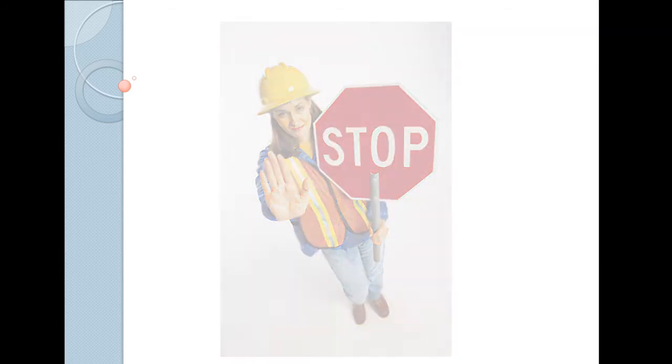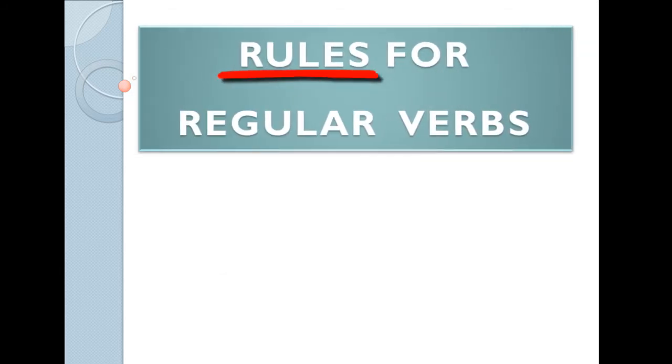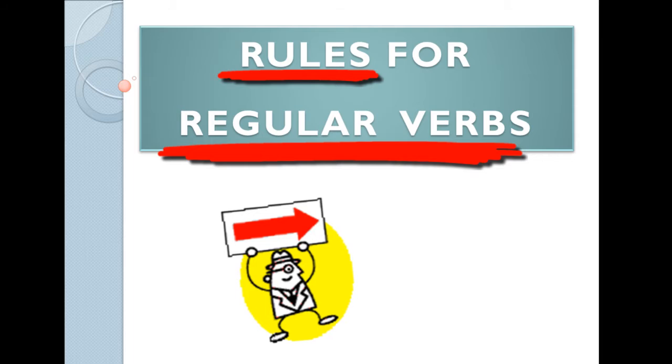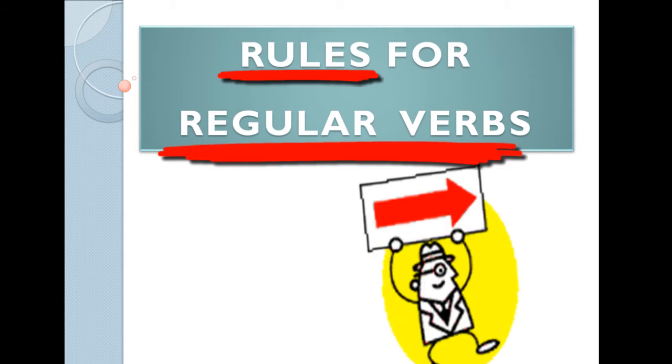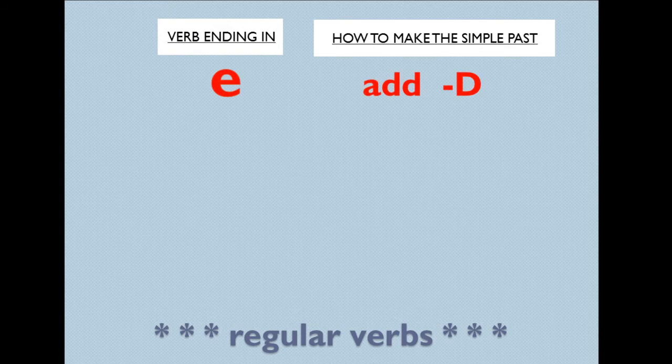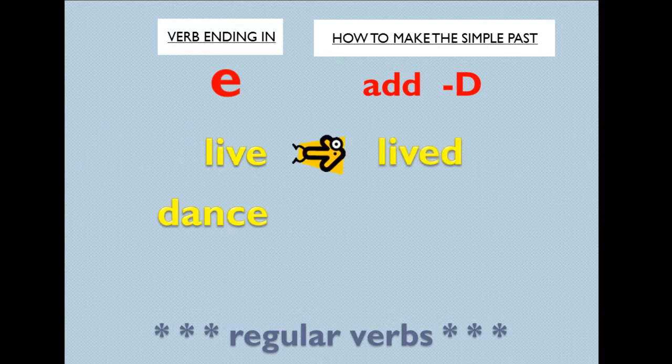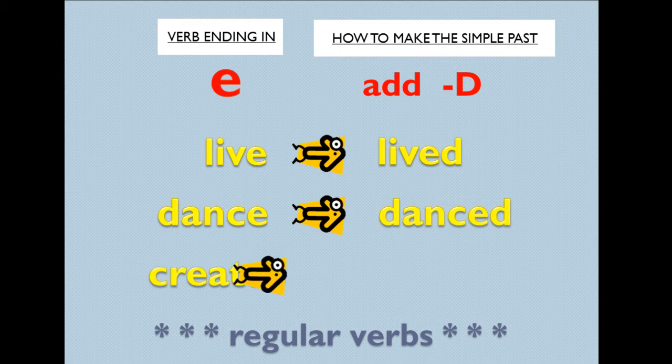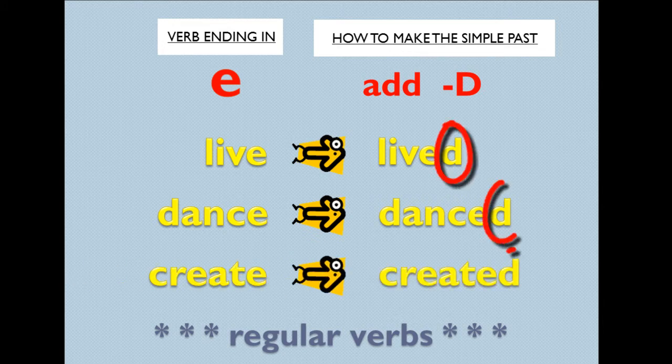Now, what are the rules for regular verbs in the past? Well, they usually end in ed. For all the verbs that end in an E, we're always going to add a D at the end. For example, live becomes lived, dance becomes danced, and create becomes created. Notice that we are only adding a D after the final E of the verb.